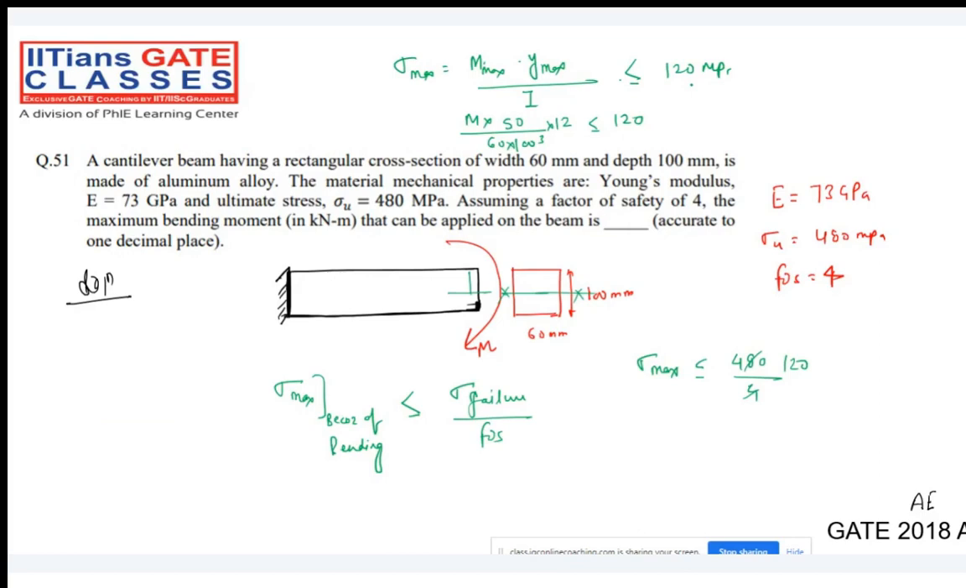So I'll be getting M, 12,000 Newton meter. They're asking in kilo Newton meter. So that will be 12 kilo Newton meter. That will be the answer. Please check it out.